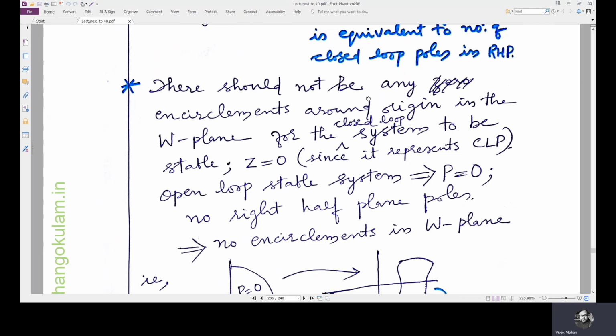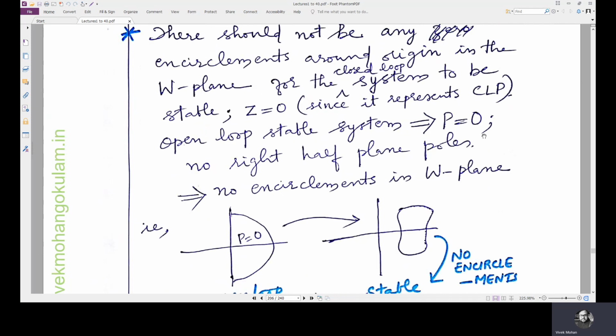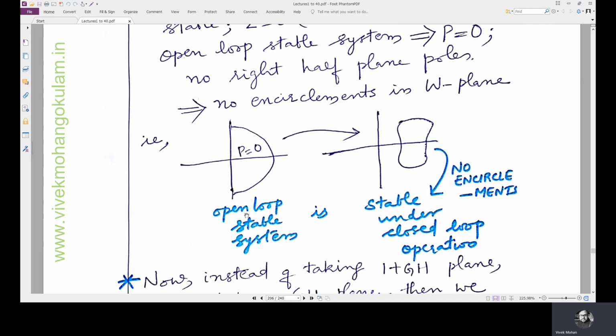So once again, I'll repeat this. There should not be any encirclements around the origin in the W plane for the closed loop system to be stable. That is Z equals 0, since it represents closed loop poles. Now, what about an open loop stable system? We are given the open loop system. If it is stable, what does that mean? There are no RHP poles, that means P equals 0. So there are no encirclements in the W plane. Open loop stable system means P equals 0, which implies the corresponding mapping in the W plane is stable under closed loop operation also, because there are no encirclements around the origin.